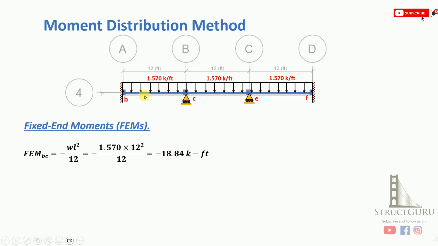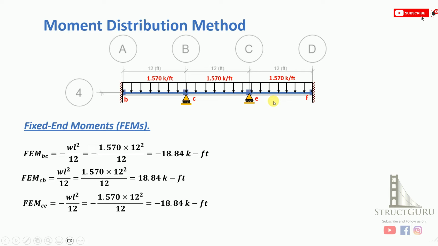Now you will compute the fixed end moments for CB, and this will be the same formula but with the opposite sign. This will give you the same answer. Similarly, we need to compute the fixed end moments for the other members, CE and EF.